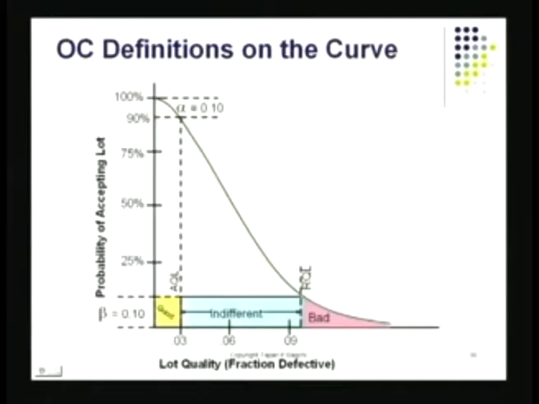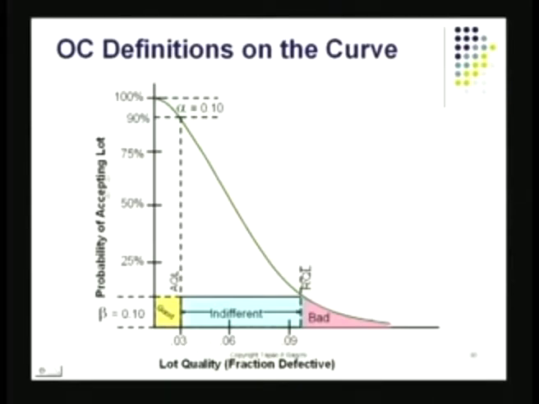Now, to get an idea whether the plan is good or bad, we need to look at the OC curve of the plan. And I'm going to show you what that OC curve really shows you. Here's the picture of the OC curve of a typical sampling plan. Let's look at the axis first. On the x-axis, I've got lot quality, which is little p.